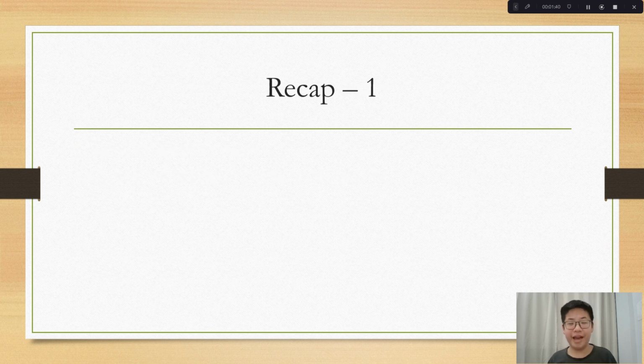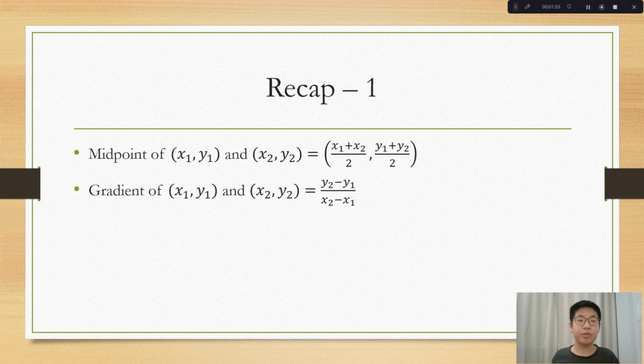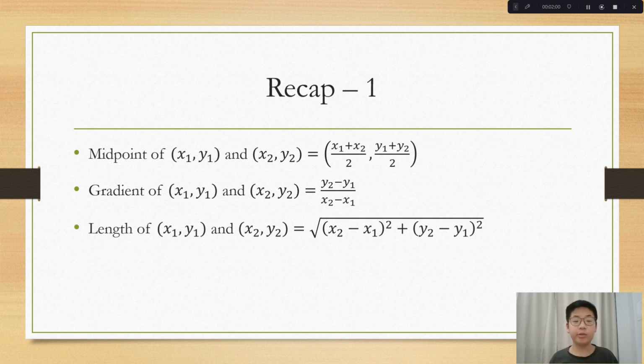We'll start with a recap. Some topics we have already learned in O-level mathematics or IGCSE. The midpoint of (x1, y1) and (x2, y2) is ((x1 + x2)/2, (y1 + y2)/2). The gradient is (y2 - y1)/(x2 - x1). The length equals the square root of (x2 - x1) squared plus (y2 - y1) squared. The first one is basically the midpoint of both points, so therefore it's the midpoint of the line. The gradient is basically rise over run, and the length is based off the Pythagorean theorem.